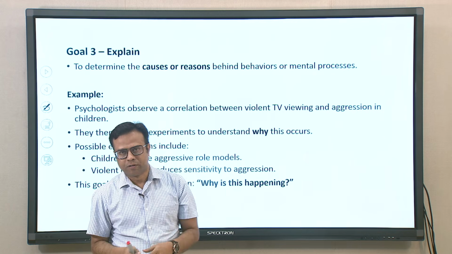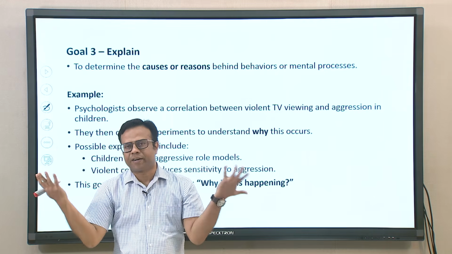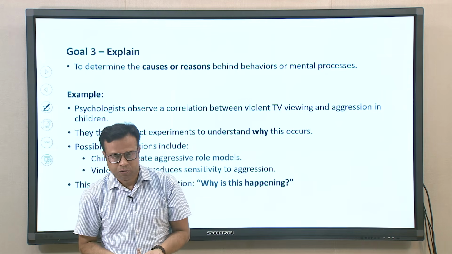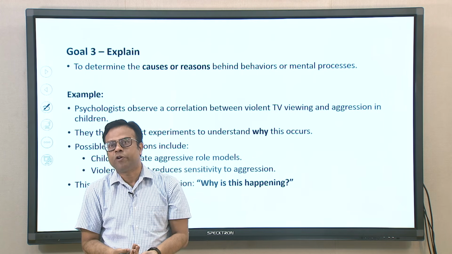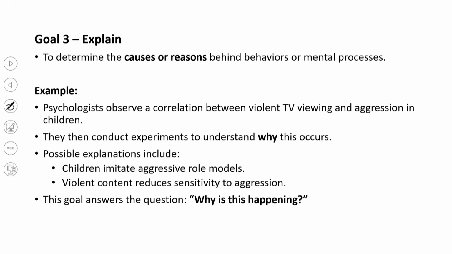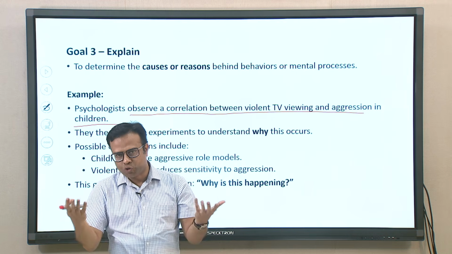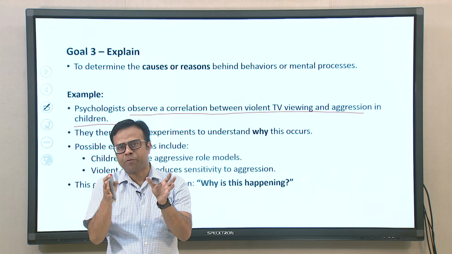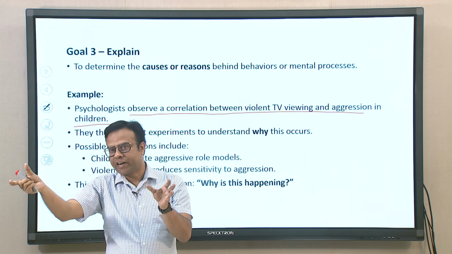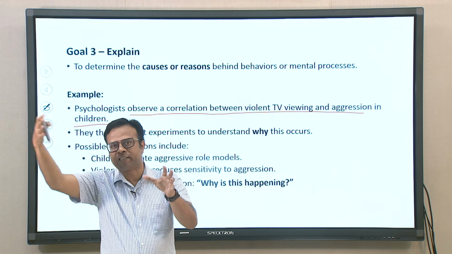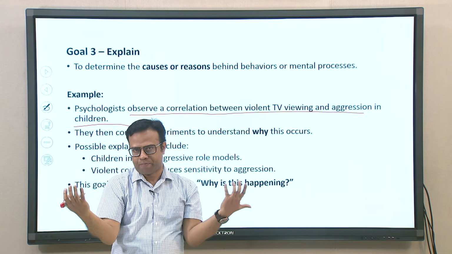The third goal is to explain. Now, this is more important. If you just describe certain behavior, what is happening, then it may not be of much value. Anybody can see a lot of things and describe them, but the value of understanding comes when you are able to explain the reason behind something. For example, psychologists observe a correlation between violent TV viewing and aggression in children. Children who see a lot of these violent programs or games, whatever it is, show a positive correlation: the more they see, the more aggressive they also become. So, let us say this is a hypothesis.